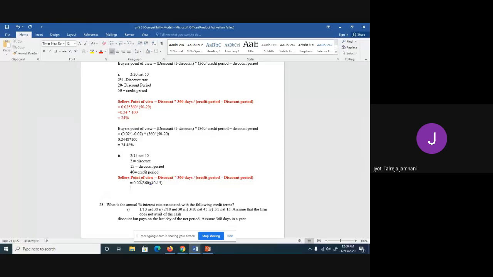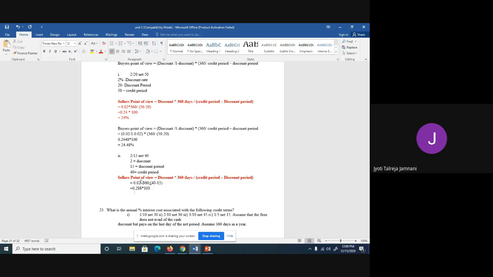If you solve it, you will get 0.288 into 100 if you do, because they have asked for percentage, annual percentage interest cost. So we have to do into 100. You will get 28.8%.